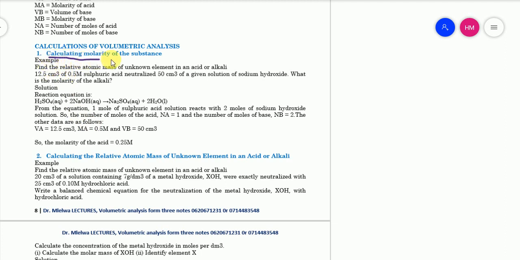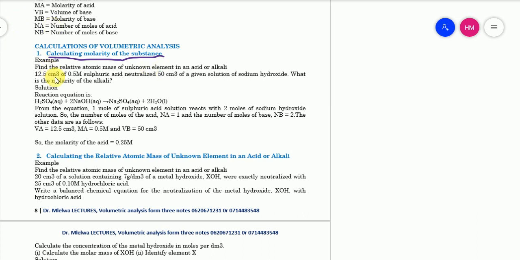We used this example for calculating the molarity of a substance, and we said that we had defined the relative atomic mass of a known element. However, for this case, it was not the relative atomic mass of a known element, but the molarity of a known substance. Kwa hiyo in form 3 chemistry nilisema kwamba kuna 4 types of volumetric analysis calculations. Kwanza lazima ujue how to calculate molarity. Ukishajua how to calculate molarity, calculating molarity ndo basic. Ukijua calculate molarity, hizo nyingine unatumia calculation hizi za molarity.